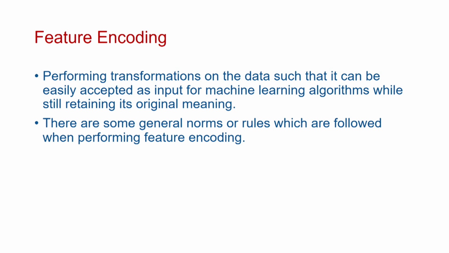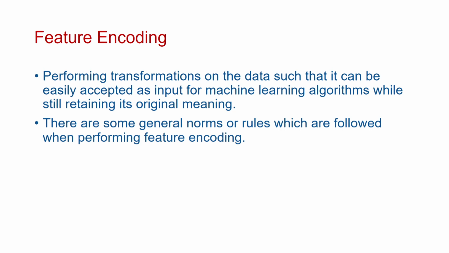The next data pre-processing step is feature encoding. As I already told you, it is not necessary that each and every step will be required in each case. It will depend on your data set and on the problem whether we require these steps to be applied as data pre-processing or not. But there are chances that these steps may be required, and one of these steps is feature encoding.